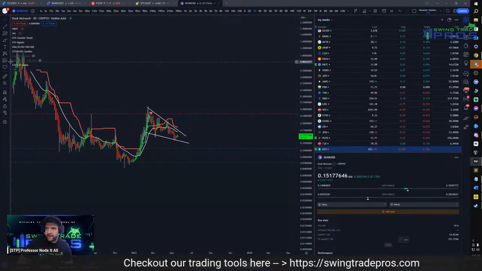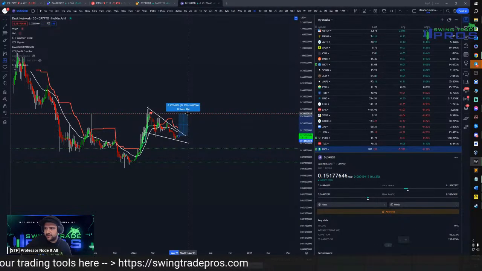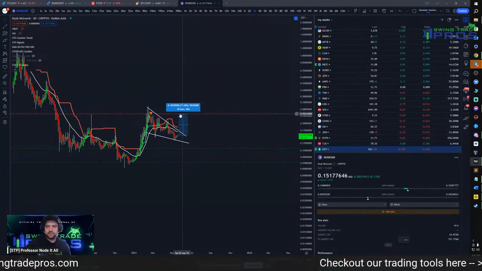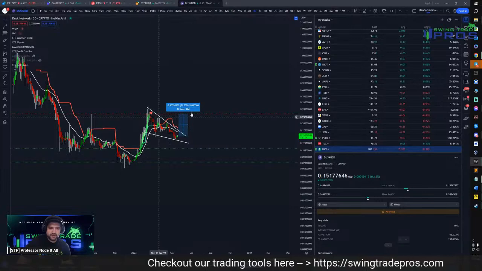I don't see why you can't trade this back up to the top of the range, which is about that 25-cent region. That's a 70% move, man. That's great. Wonderful. All right, let's see how that plays out. Momentum is looking nice for this one.